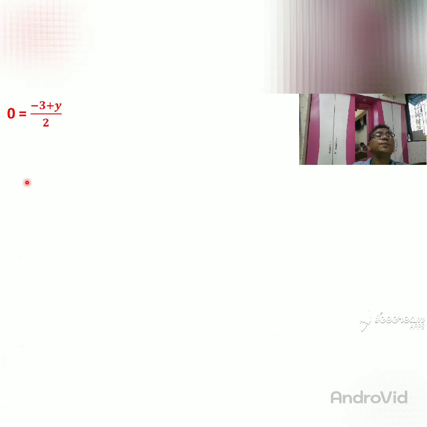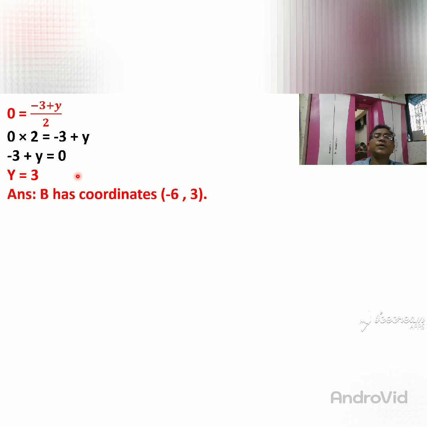So y is equal to y1 plus y2, divided by 2. So y1 is minus 3, y2 is y, divided by 2. The 2 is divided, go across, multiply. 0 into 2 is equal to minus 3 plus y. Any number multiplied by 0, the answer is 0. So here you are getting 0. Minus 3 plus y is equal to 0. Minus 3 goes across, it becomes plus. y is equal to 3. In such a way you are finding x and you are finding y.